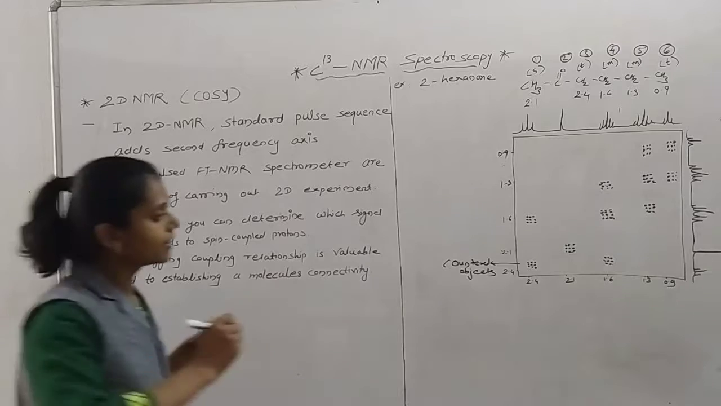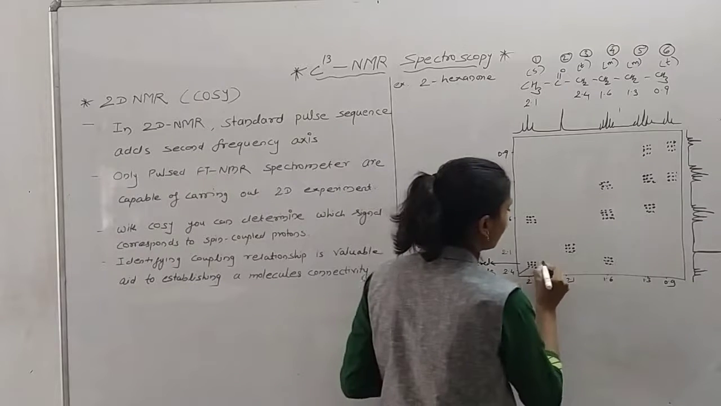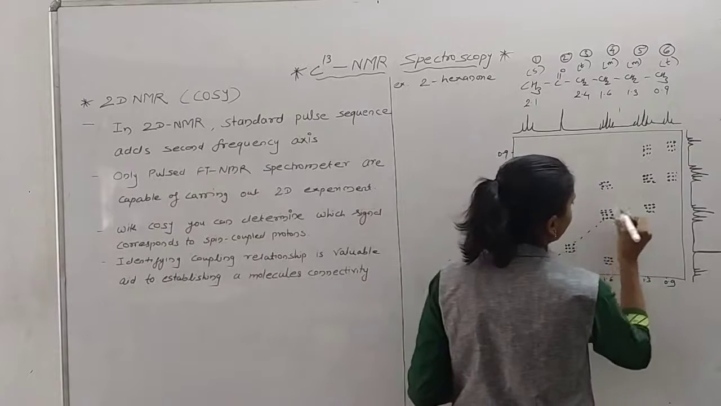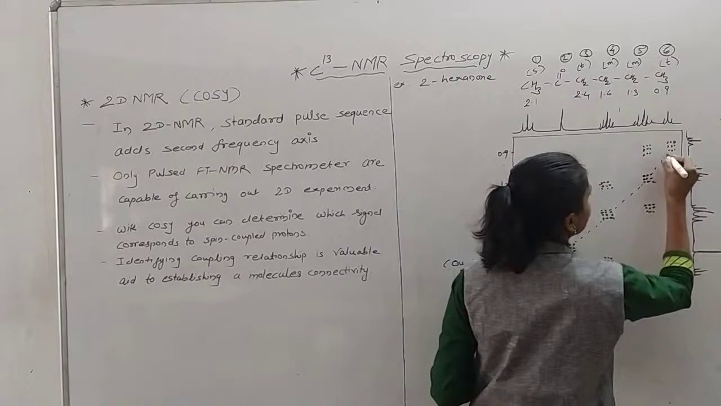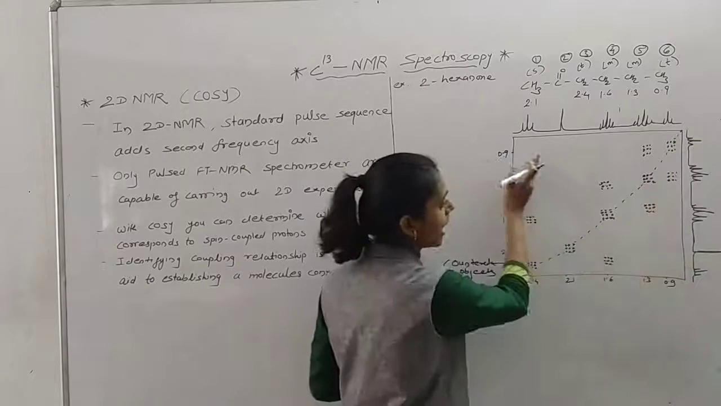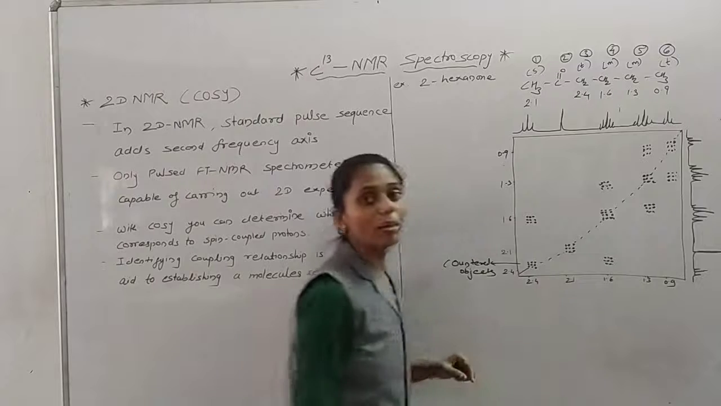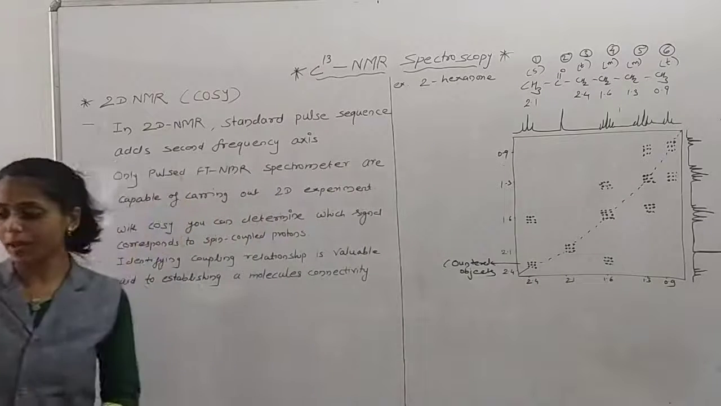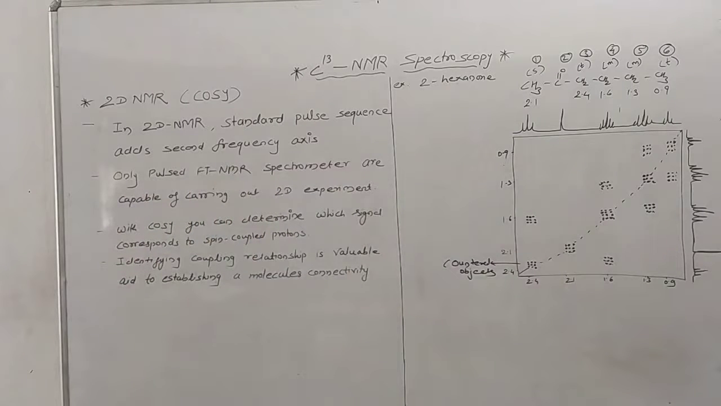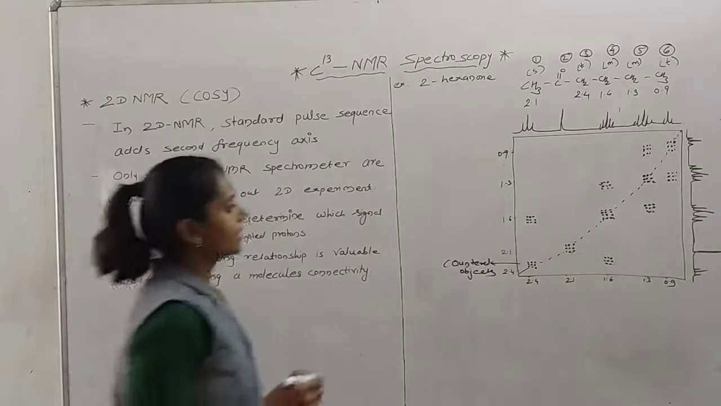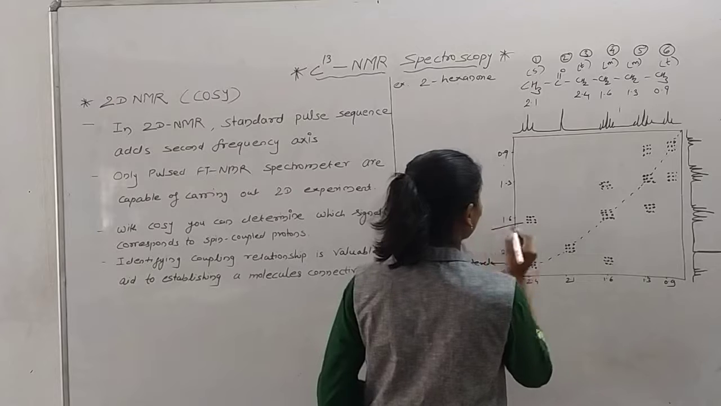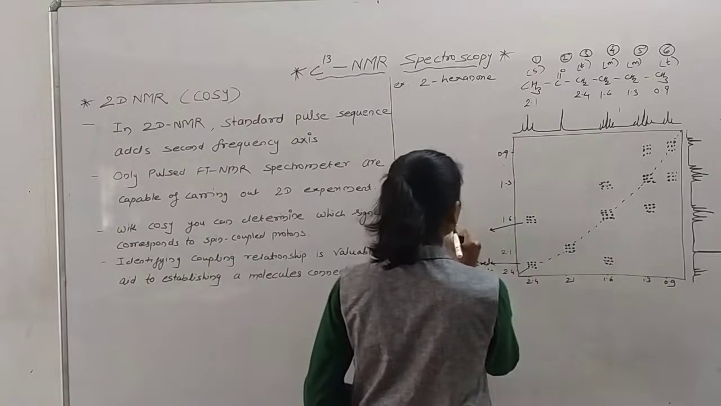Here we see that these contours bisect the plot into two mirror images of each other. And the off-diagonal contours are called cross peaks and contain the connectivity information. These are the contours which are called cross peaks.